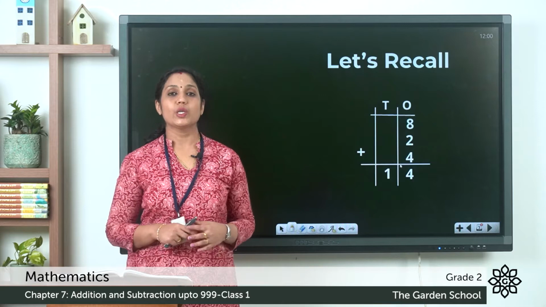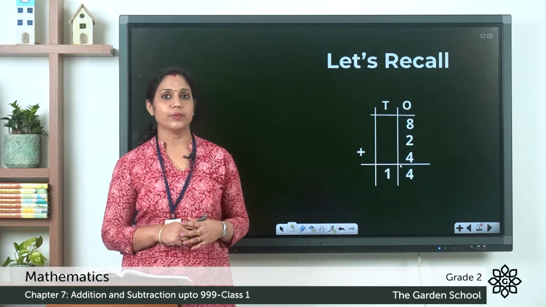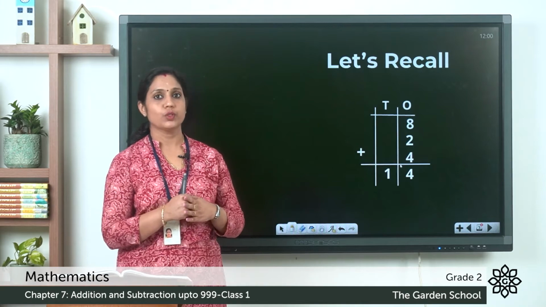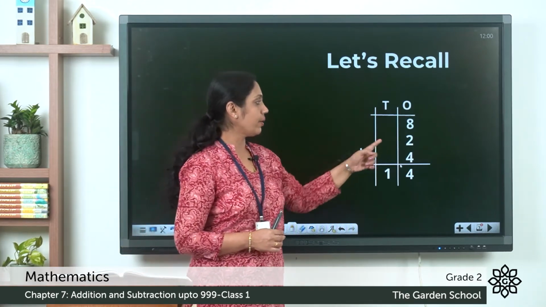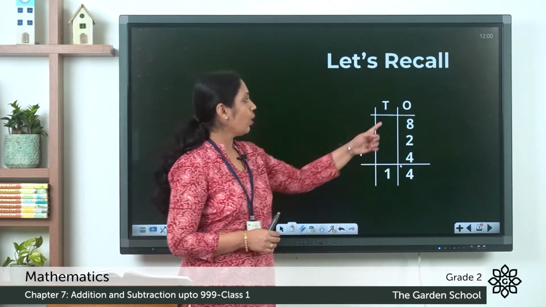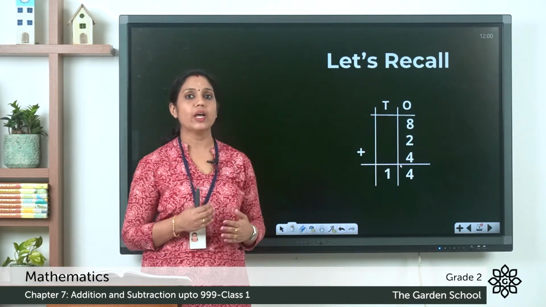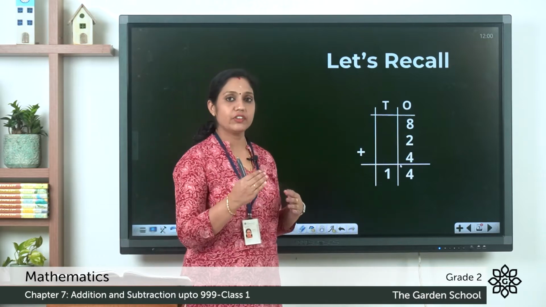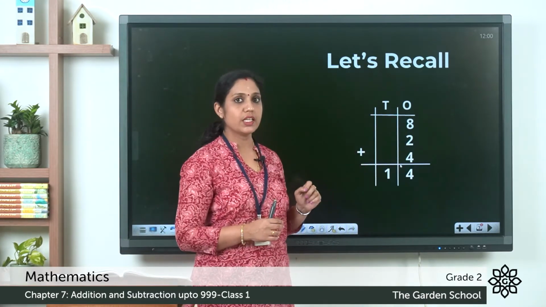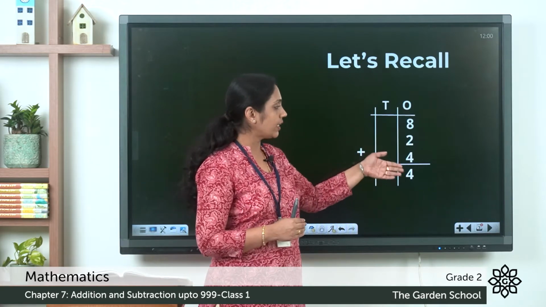Now let's revise what we have learned in our previous chapter. Here you have the numbers 8 plus 2 plus 4. We can see that these three numbers are one-digit numbers, and we have to place them in the ones position, and now we have to add them. When you have three numbers, what do you have to do? First you add the first two numbers, and with that answer you add the third number.